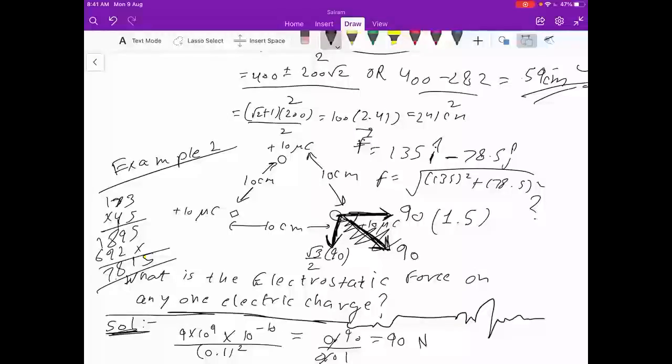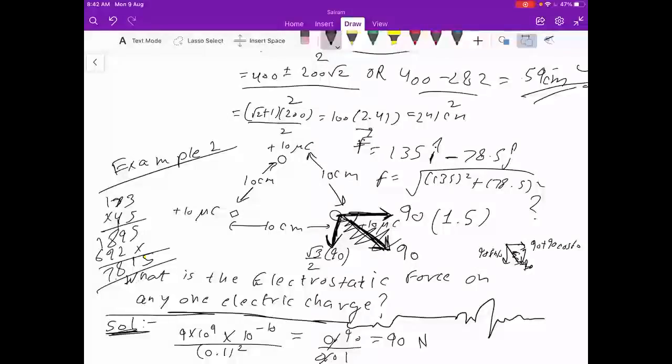This one. I don't understand why it's 135 and 78.5. From where are we getting that? Sine theta, cos theta. This is 90, this is 90. Break it down to plus 90 cos 60. This one becomes 90 sine 60.